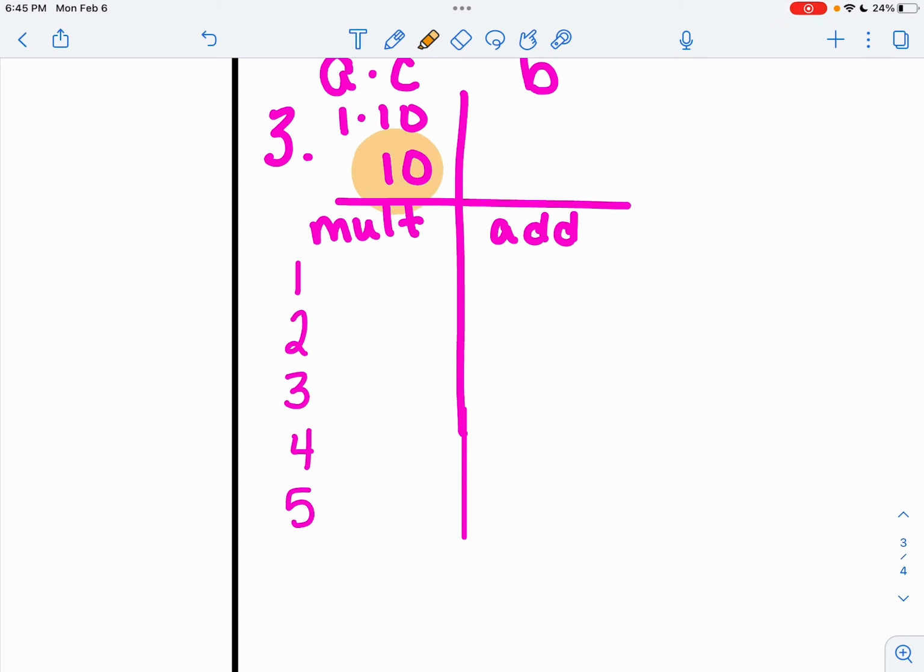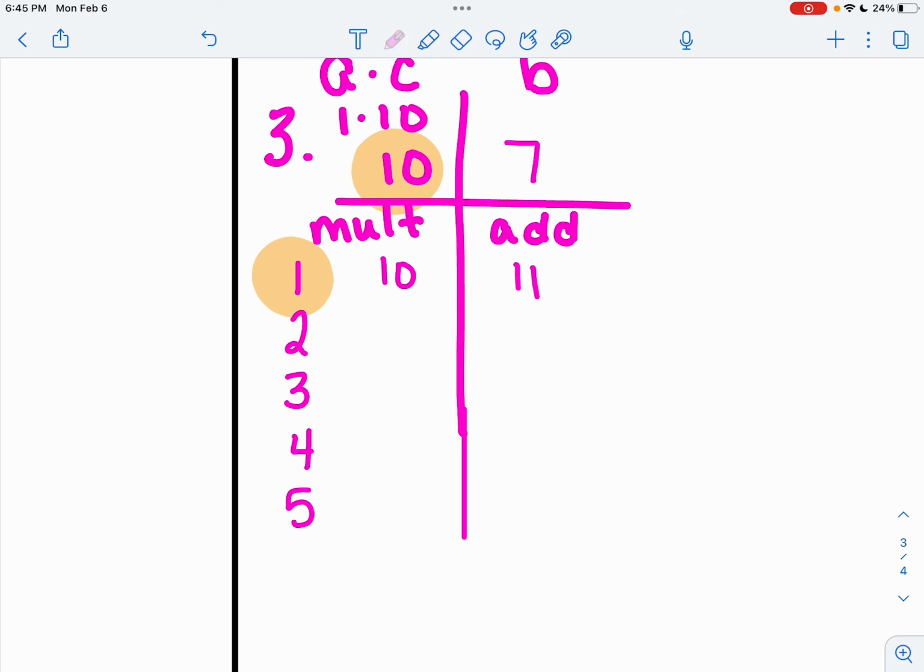10 divided by 1 makes 10. If you add those, you get 11. Oop, where did my 7 go? I'm sorry. You need something that adds to 7.